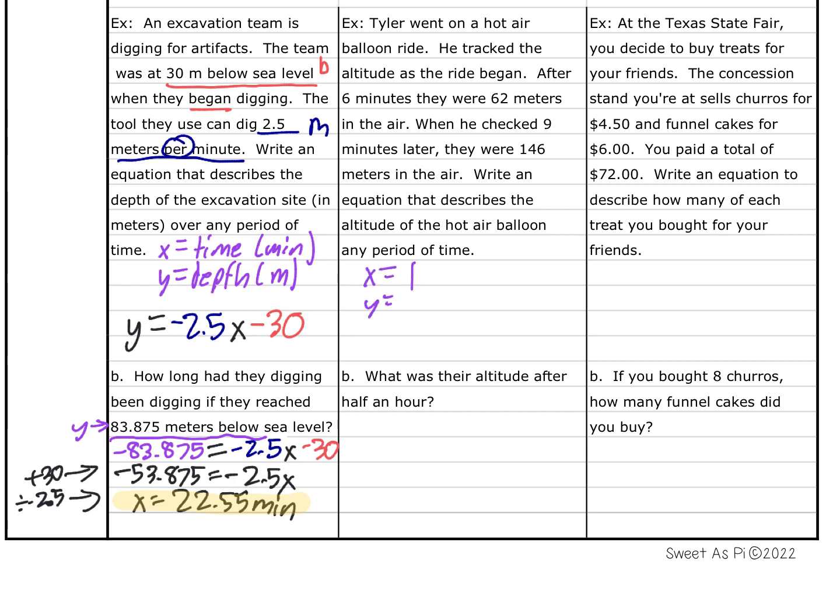He controls how long the hot air balloon ride lasts, not the exact altitude. Therefore, our independent variable x is time in minutes, and our dependent variable y is altitude in meters.